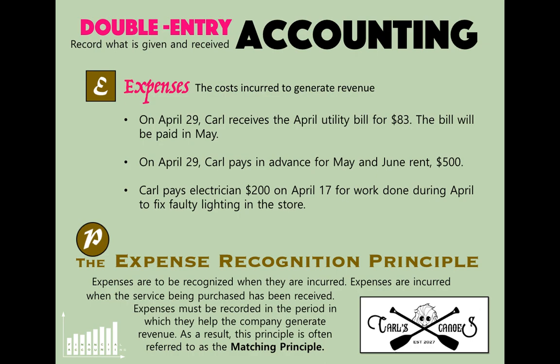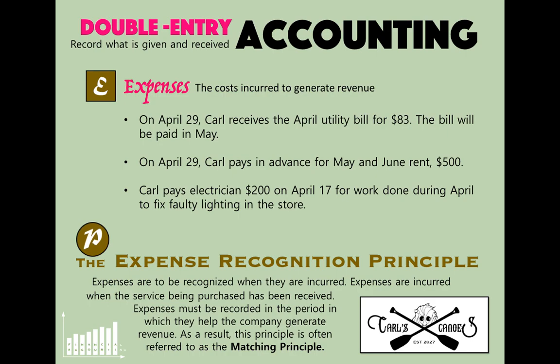Now, on April 29th, Carl received the April utility bill, $83. The bill is going to be paid in May. Should Carl record utilities expense here for this $83 in April, or wait until May? When did Carl use the utilities that gave rise to this $83 bill? Well, he used those utilities in April. And so he actually incurred this cost in April, even though he's not going to pay it until May. So he should record utilities expense in April.